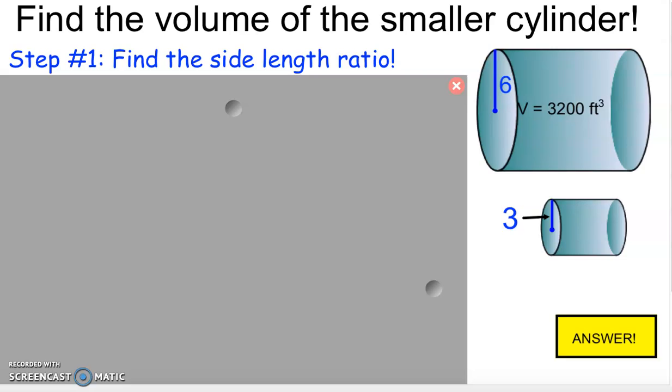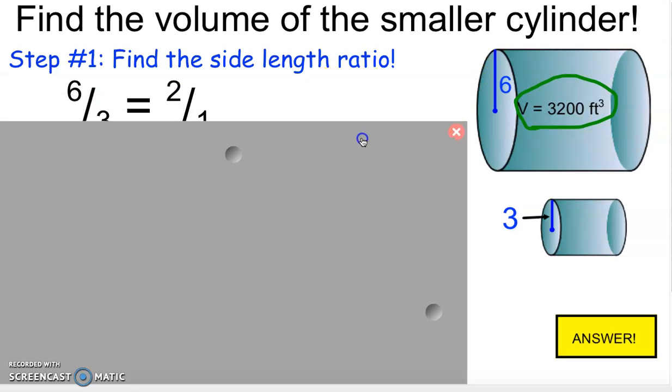All right, so let's try to find it where those other ones were pretty obvious, but here's one where it's not so obvious. I want to find the volume of the smaller cylinder. So I know the radius of the big cylinder is 6, the radius of the small cylinder is 3, and I already know the volume of the big cylinder. So I'm going to figure out the scale factor between the two cylinders.